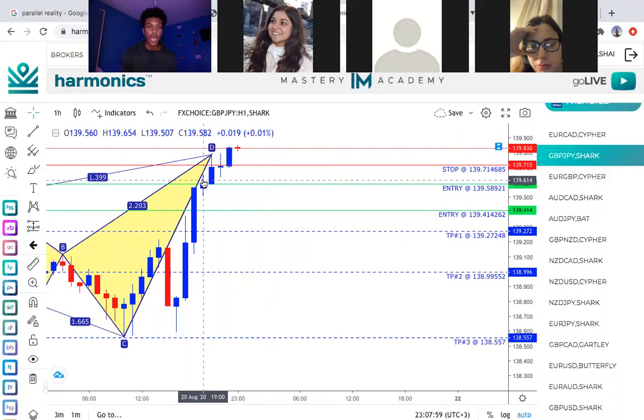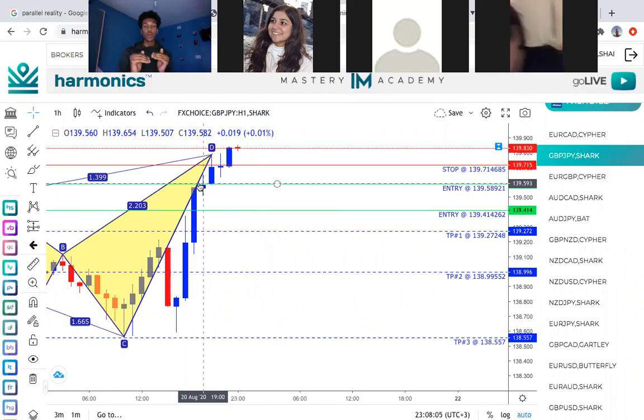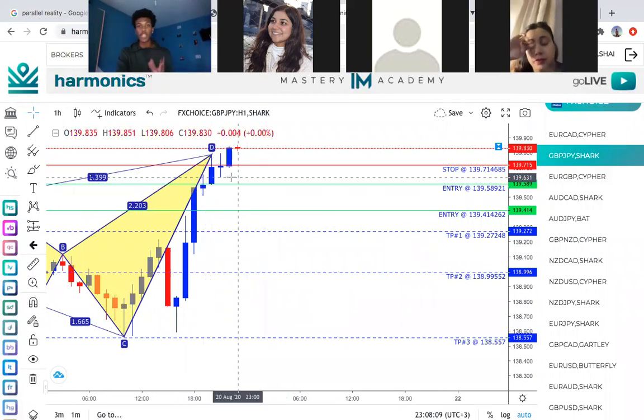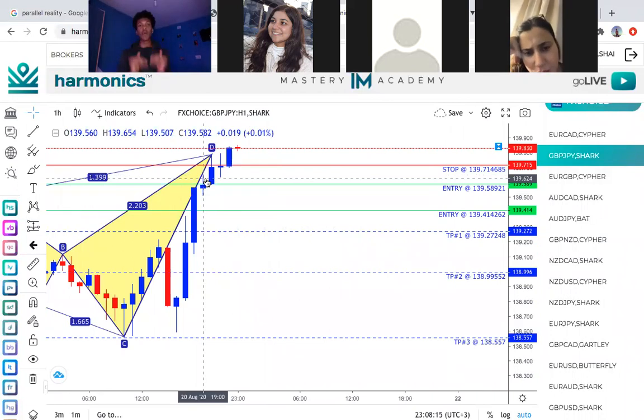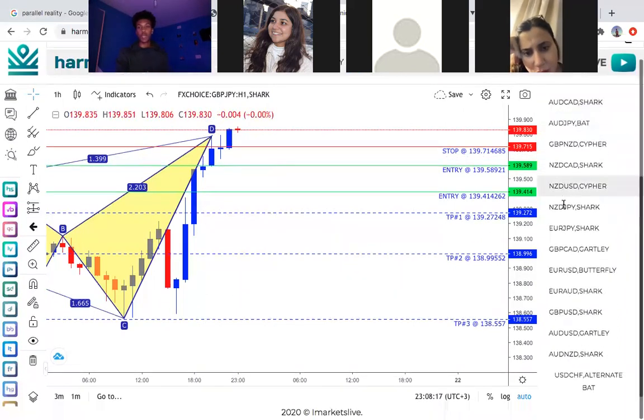You might say, oh, here's a wick rejection. But what I mean when I say wick rejection is not only the wick, but I also want to see a candle close in the direction that we're actually looking for. So if we're on the H1 time frame, I'm looking for a 1 hour candle. For example, for a sell, I'm looking for a 1 hour bearish candle. Hopefully that's making sense so far.